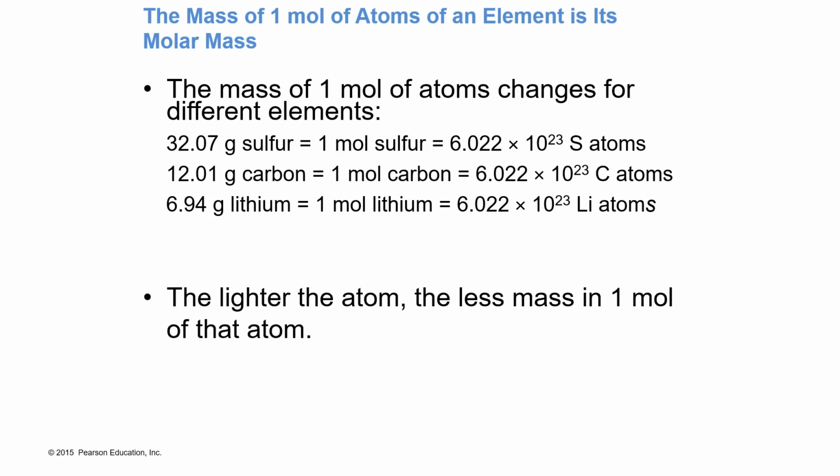The mass of 1 mole of atoms changes for different elements. So you can see on the periodic table, all of the different masses are different. The lighter the atom, the less mass in 1 mole of that atom.